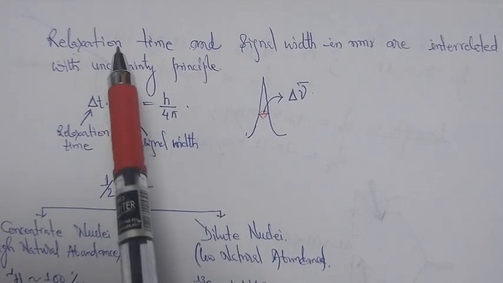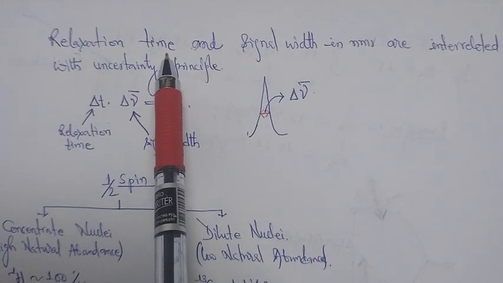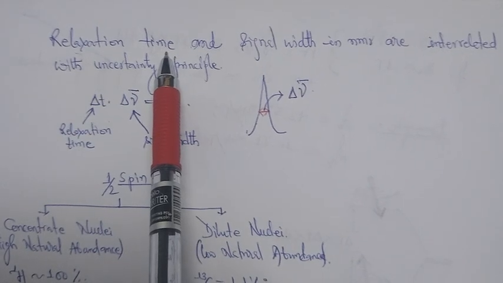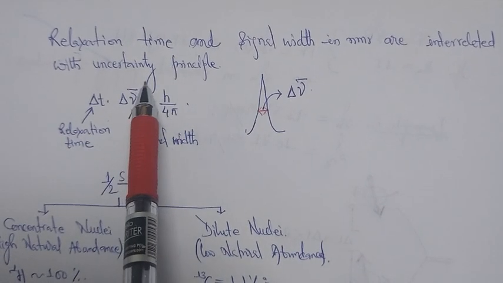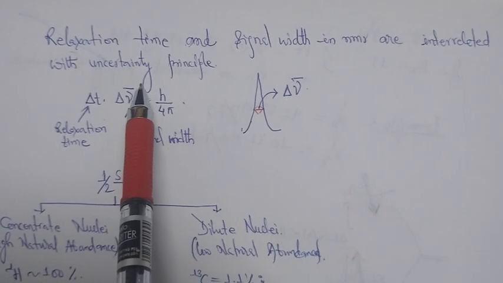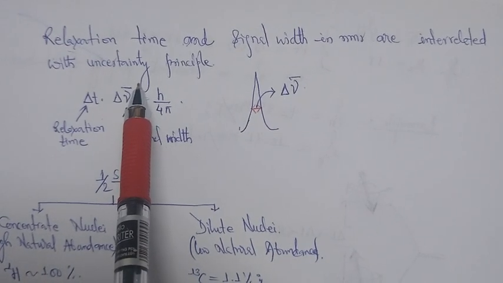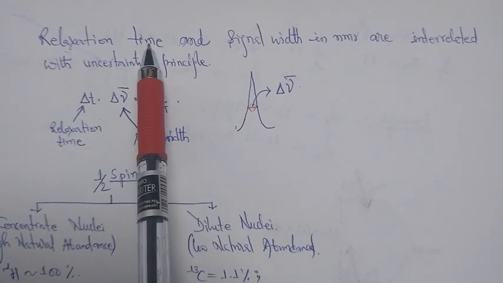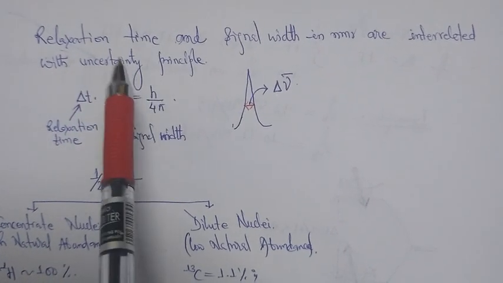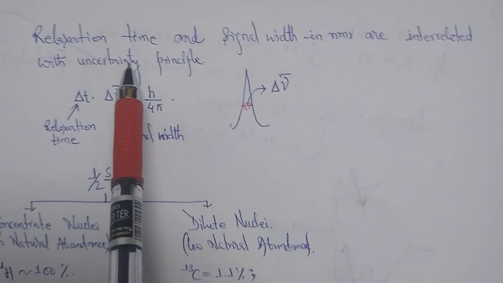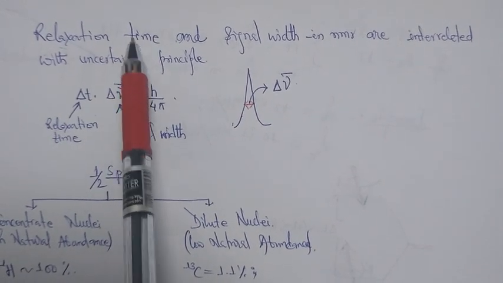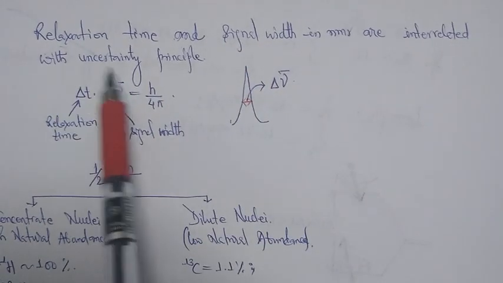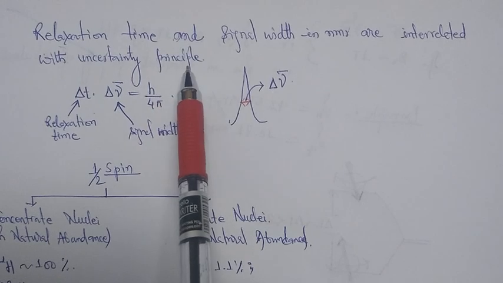As we have already encountered the word relaxation time, what is this relaxation time really? It is the time required for a nucleus to relax from the excited state to the ground state. And the relaxation time is the only parameter to explain the signal width in an NMR spectrum. Now the relaxation time and the signal width in NMR are interrelated with the uncertainty principle.